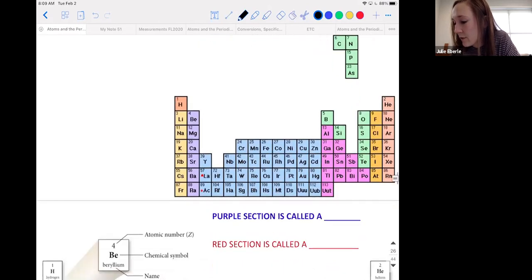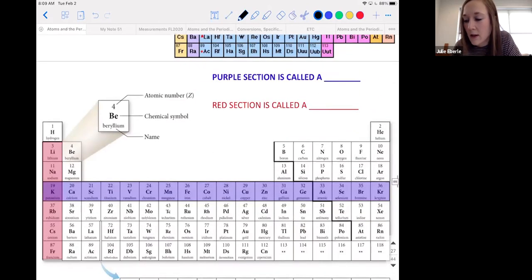So first off, there's two initial sections we can talk about with the periodic table, and those are highlighted. We've got a purple section highlighted, we've got a red section highlighted, and the purple section is called a row, or sometimes you'll read it's called a period. Okay, a row or a period. So if I say, for example, row 1, row 2, row 3, you need to know which section of the periodic table I'm talking about.